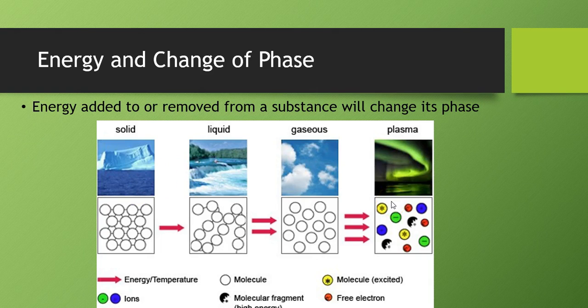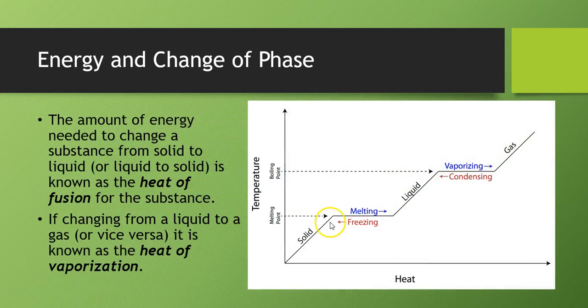So if we remove energy from plasma, it becomes a gas. Remove energy from a gas, those molecules slow down and become a liquid. They'll start to attach. Remove energy from that, and those molecules will slow down even further and become a solid. So at each of these phase changes, you have to have some amount of energy that's input to change the phase of that particular substance.